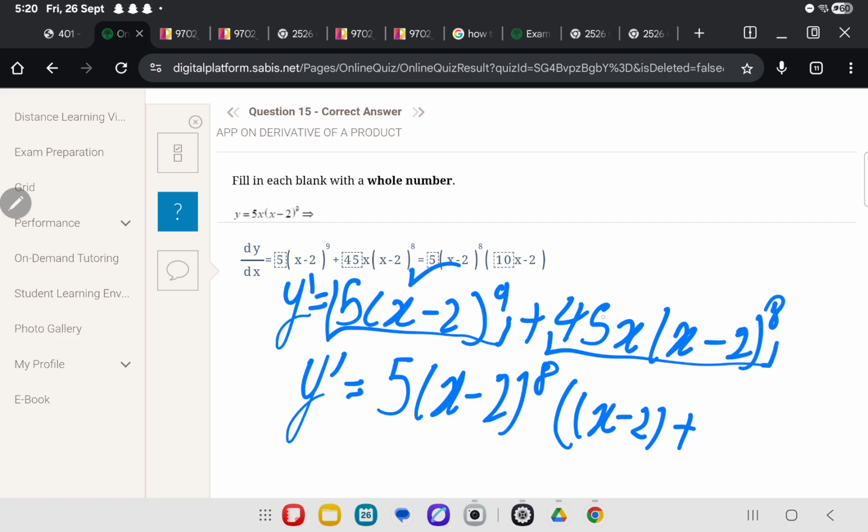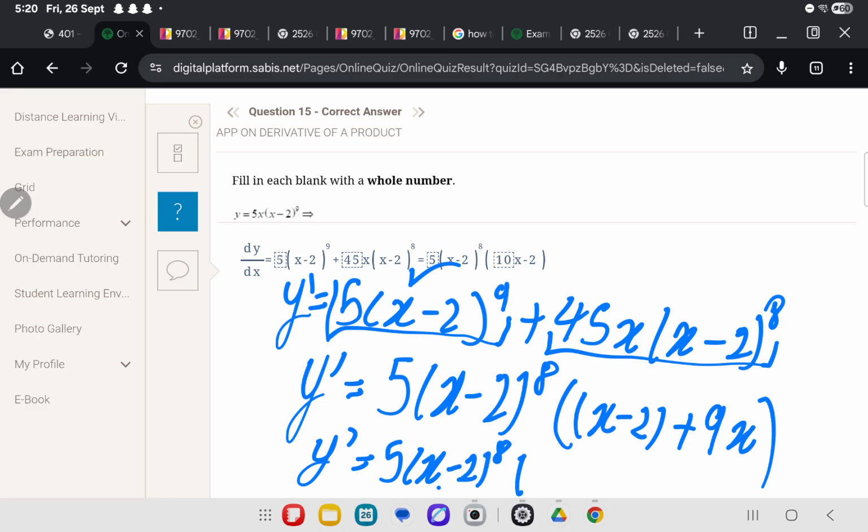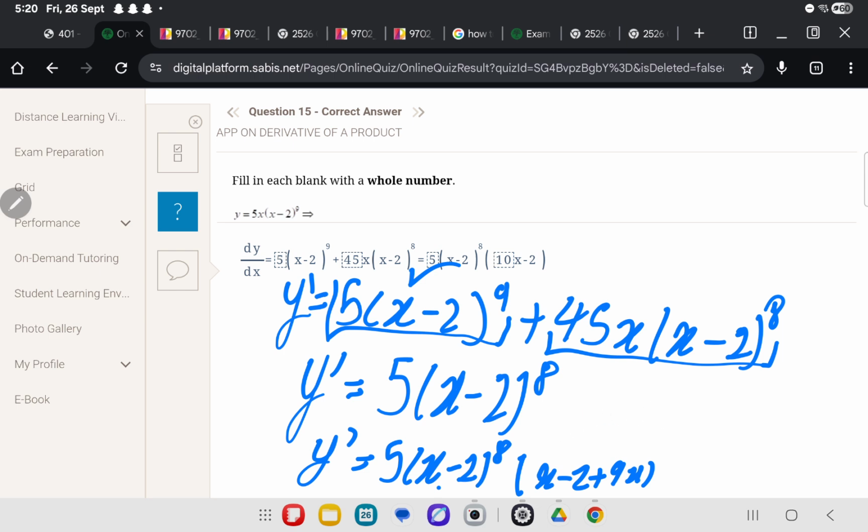45x divided by 5 is 9x. x minus 2 to the power of 8 divided by x minus 2 to the power of 8 cancels out. So this is my actual factor. Now I can simplify this: 5 into x minus 2 to the power of 8 into x minus 2 plus 9x. I'm going to erase this part here. I just left the bracket open now, because remember, there was a bracket here. I took it off. Now, 9x plus x, 10x, minus 2.